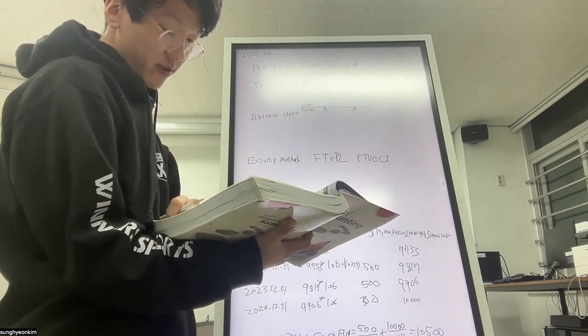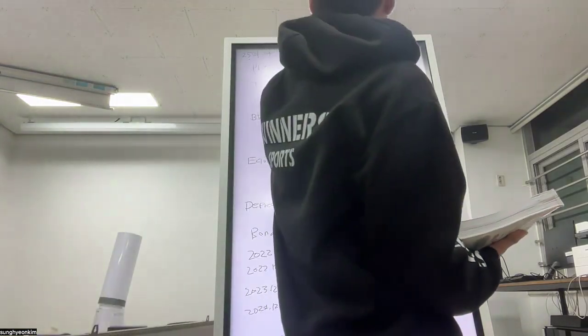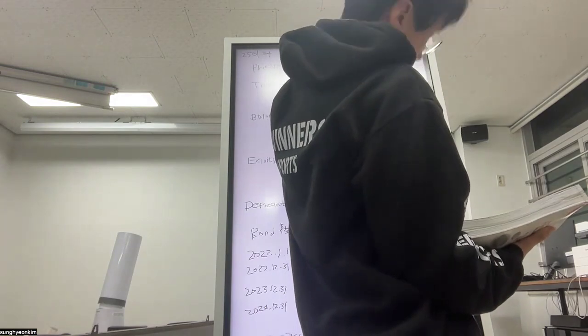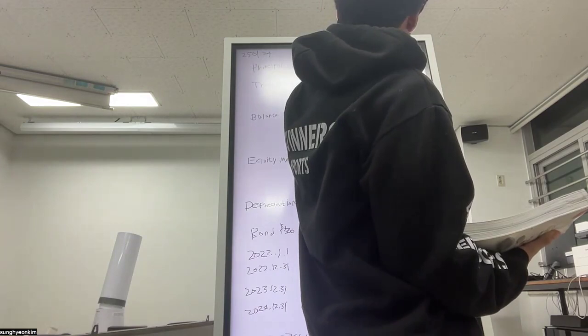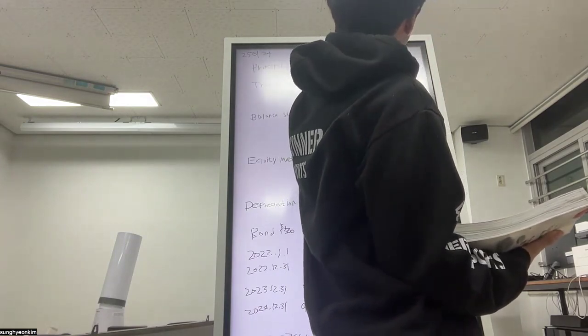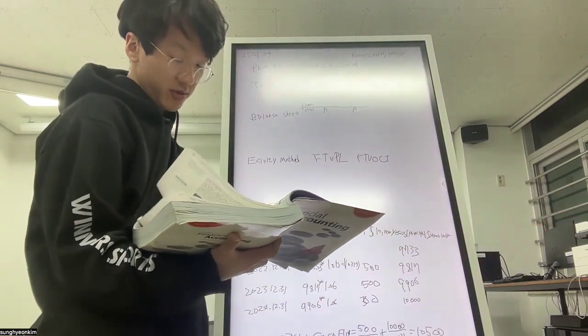In financial accounting, there is a very basic equation, which is assets equal liability plus equity. This is very basic, and we should remember it.